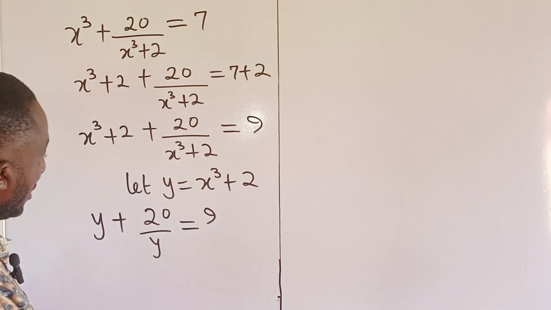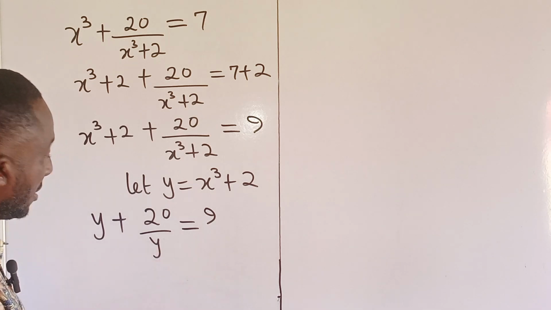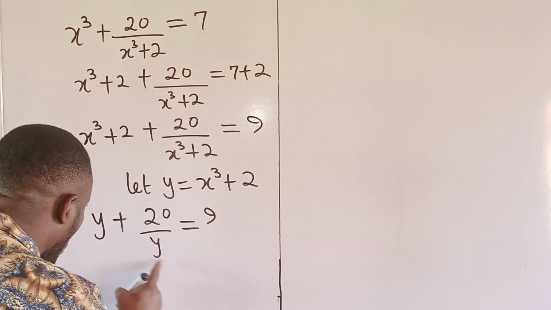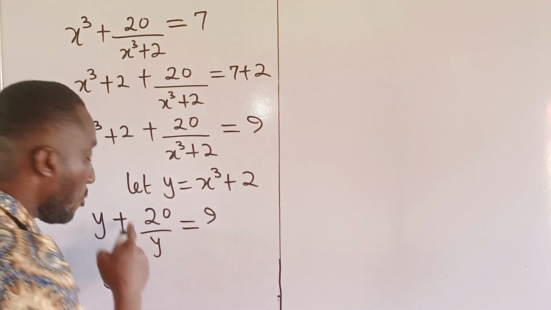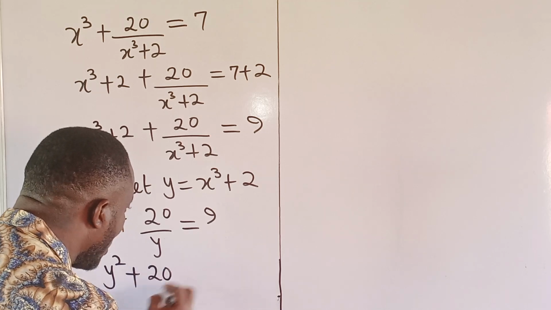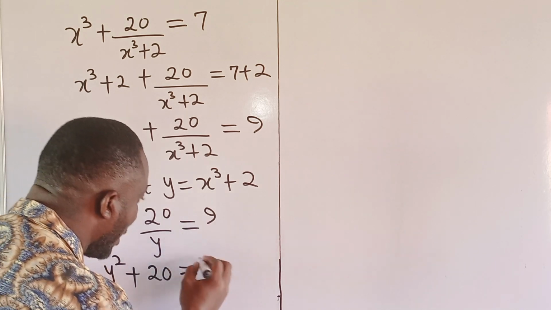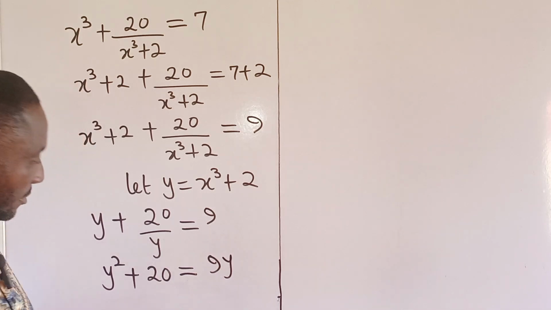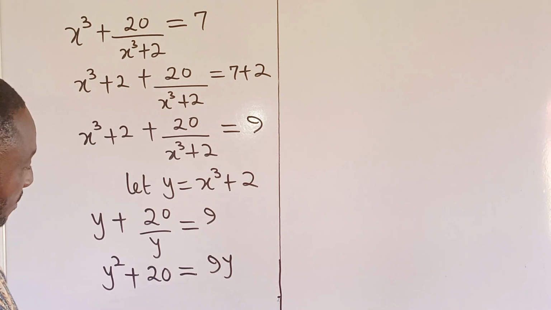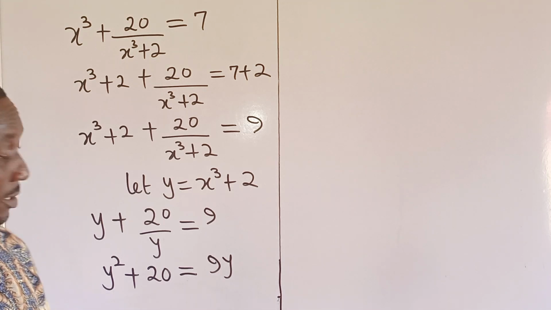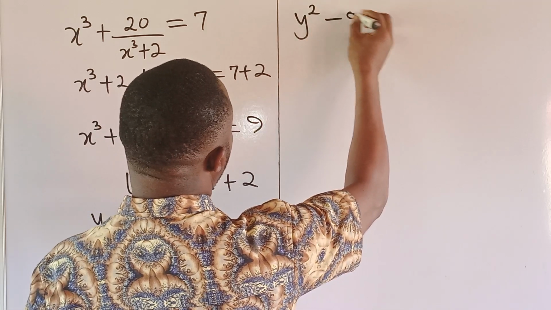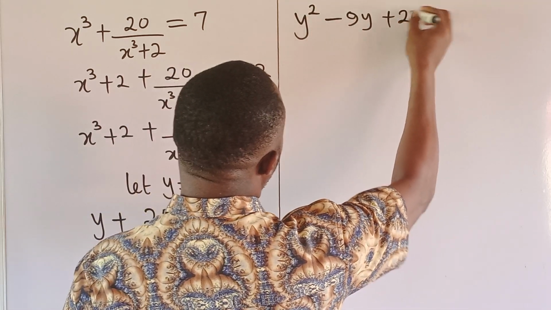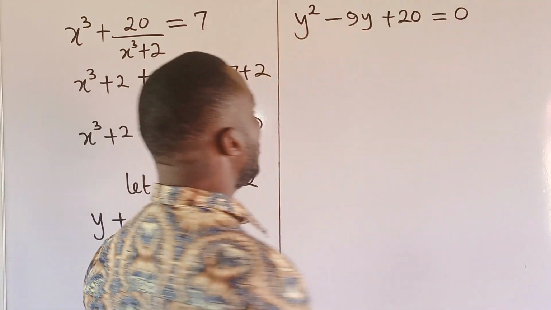Then the next thing we shall do again is to multiply each term by y. So y multiply y will be y squared. y multiply 20 upon y, that will give us 20, y will cancel out. y multiply 9, that will give us 9y. So this is a simple problem. So we shall rearrange this equation in a standard form. So that will be y squared minus 9y plus 20 equal to 0.